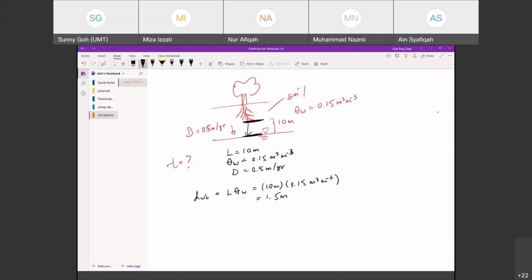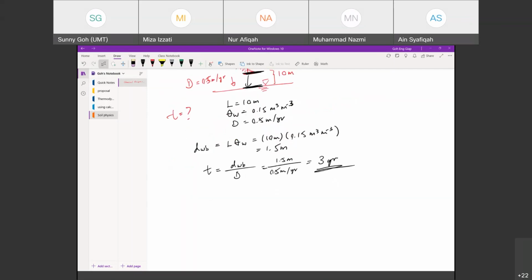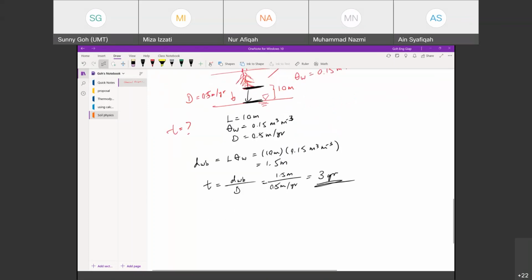And then we want to find the time. It's quite simple. We just take the d W b over D. So it's 1.5 meter over D. What is D? 0.5 meter per year. And that should give us about 3 years. So to flow from the bottom of the root to the groundwater, it takes 3 years to complete the transport time.